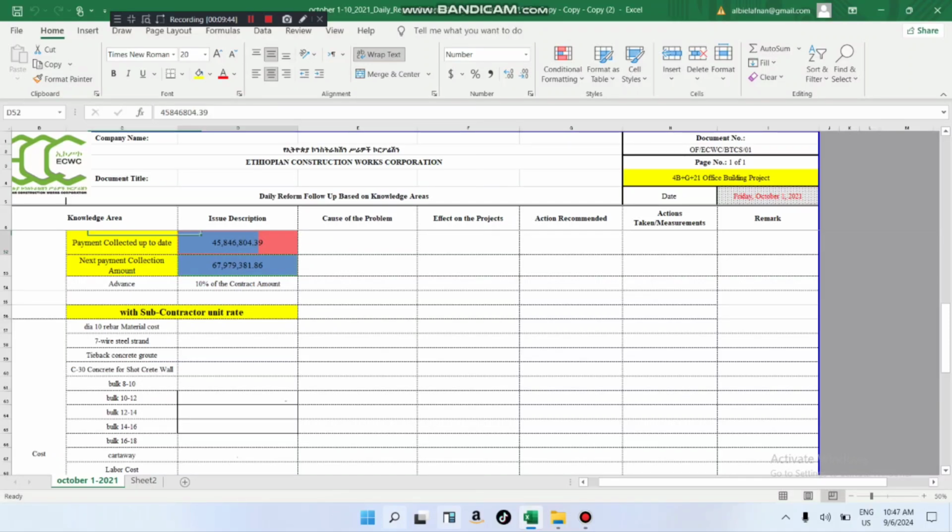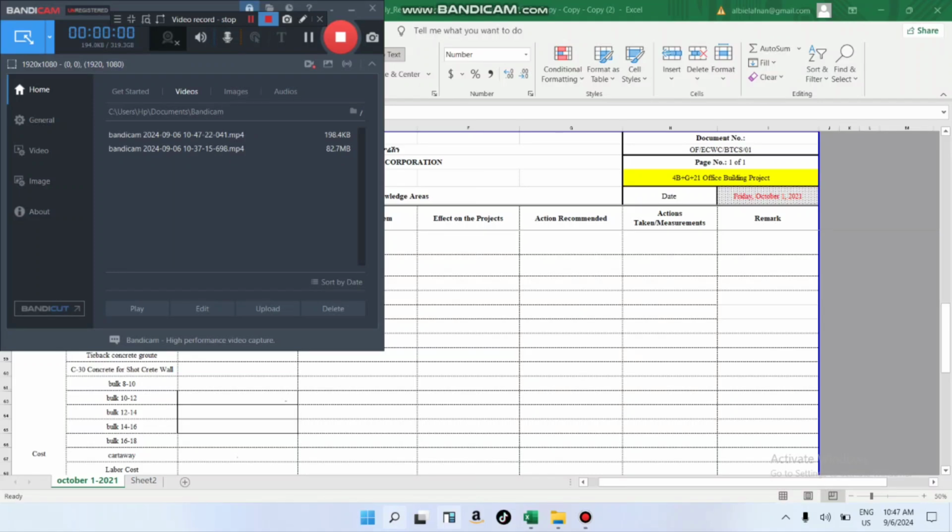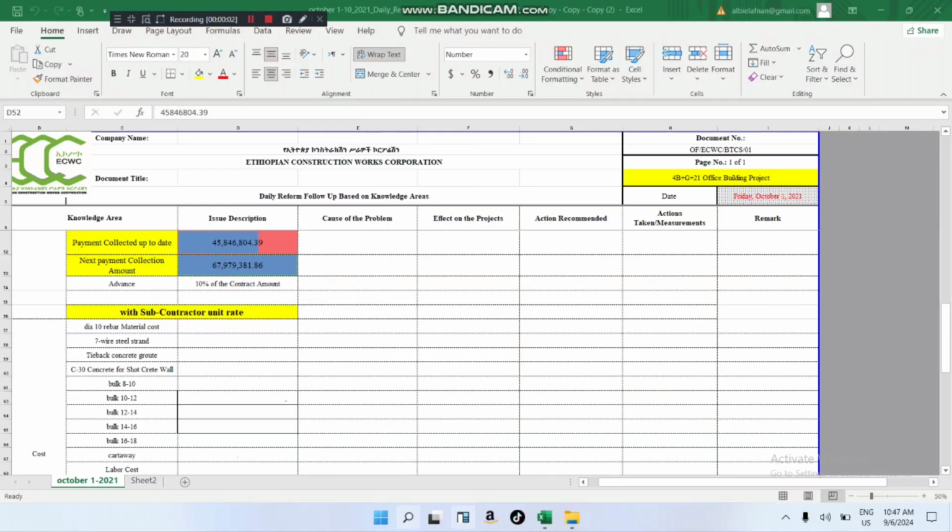Payment collected up to date, either from the subcontractor or from the client or from the contractor. You have to count the executed or to-date amount. Next payment collection amount.